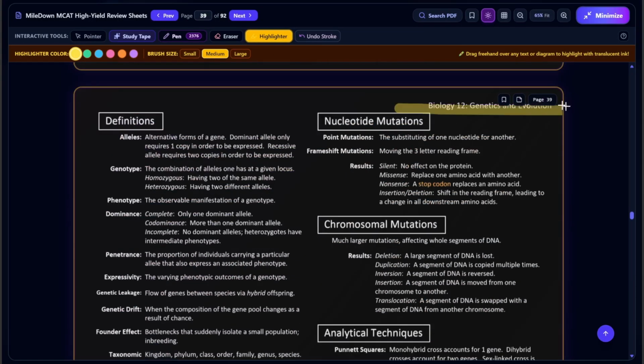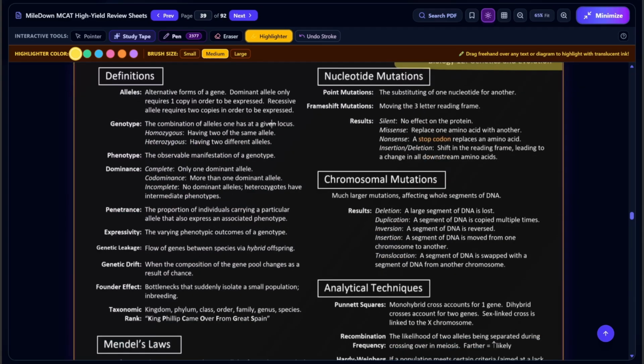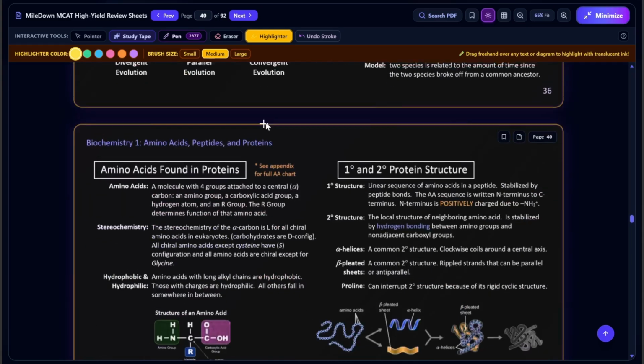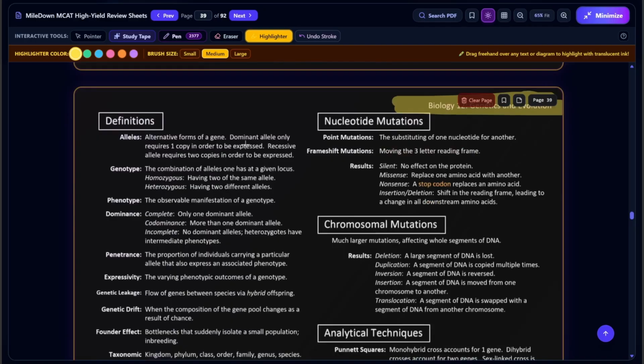Okay, now we're getting into the last chapter on genetics and evolution. I have some friends that love this part of genetics, and they studied science that way because they loved it.